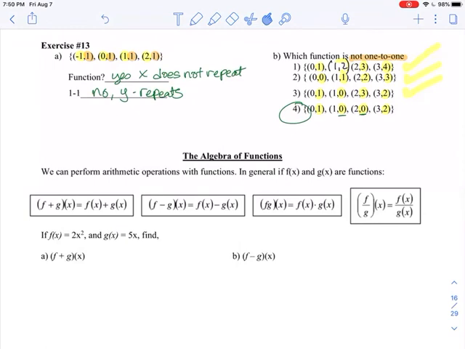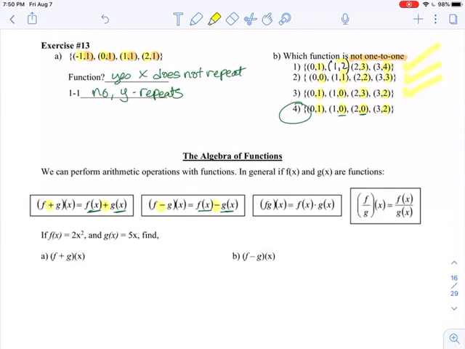All right, last thing, algebra of functions. We can perform arithmetic operations with functions. In general, if f of x and g of x are functions, then f plus g of x equals f of x plus g of x. So I can sort of separate them. When you're adding the two things, I can separate them. If you're subtracting them, then I'm just going to subtract them. When I was adding them, I add them. When I'm subtracting them, I subtract them.